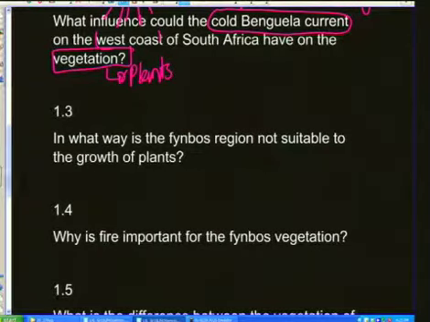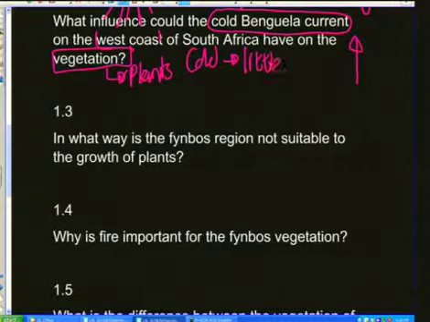Now, what did we say? The cold Benguela current, if it's cold, what happens? Again, geography and biology come a lot into this section when we look at ecology. With the air being cold, what generally happens is it doesn't rise as much. So we've got, I'm going to use the word, very little condensation, because there's not so much moisture in the air.